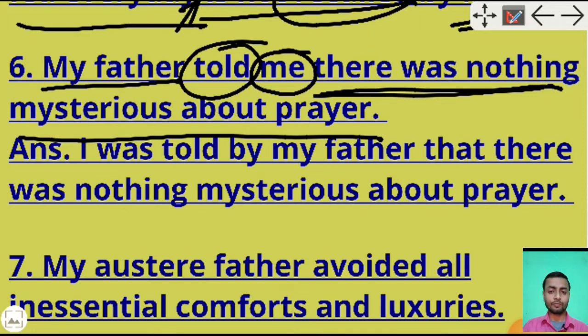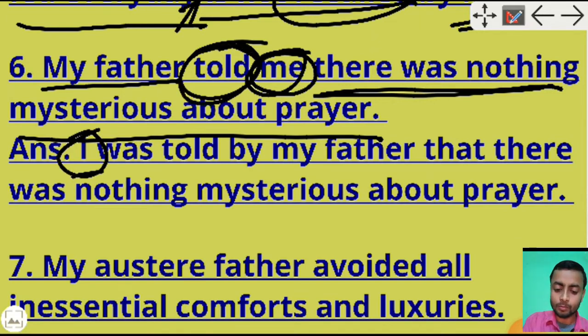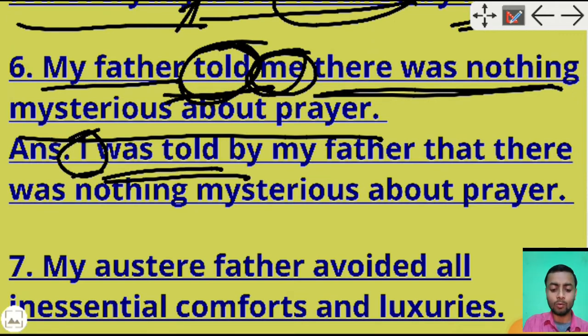I hope you know that there are two types of objects, direct and indirect object. So here I have taken the indirect object, me. So me became I was told. So the verb told was in the simple past tense, so it became was told. I was told by my father that there was nothing mysterious about prayer.